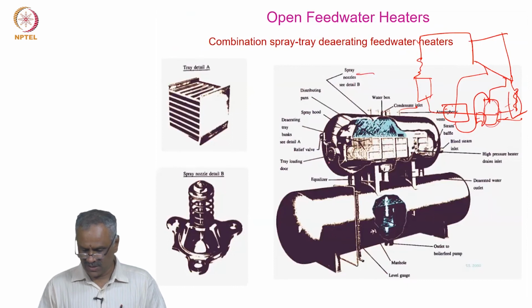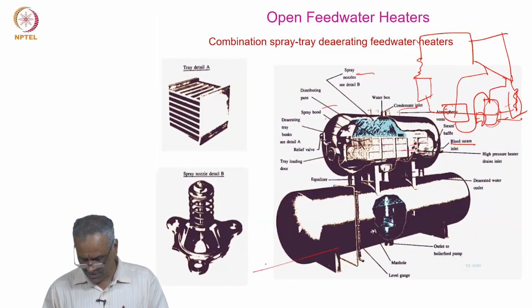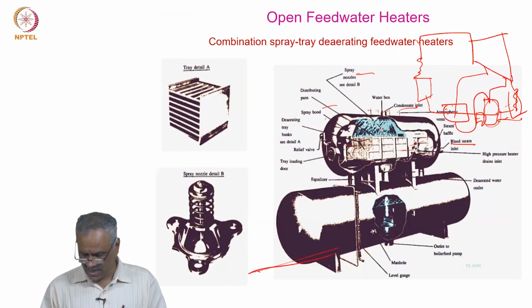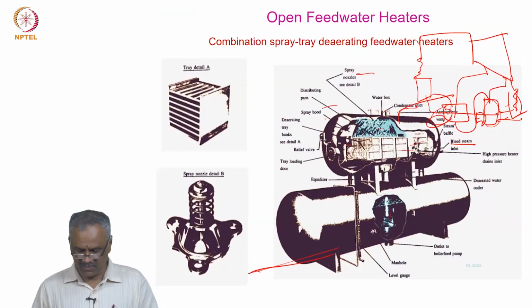Here you see the spray nozzles, distributing pans, then you have a spray hood, and all this deaeration tray will be there, and there is all the bleed steam. These bleed streams come inside here, and then they mix here, and then you have 2 stages, and the water goes here, and from here it is pumped. There will be spray nozzles to maintain the high pressure, and subsequently it is taken out from these vents. Atmospheric vents are there, and they will take out the non-condensable gases.